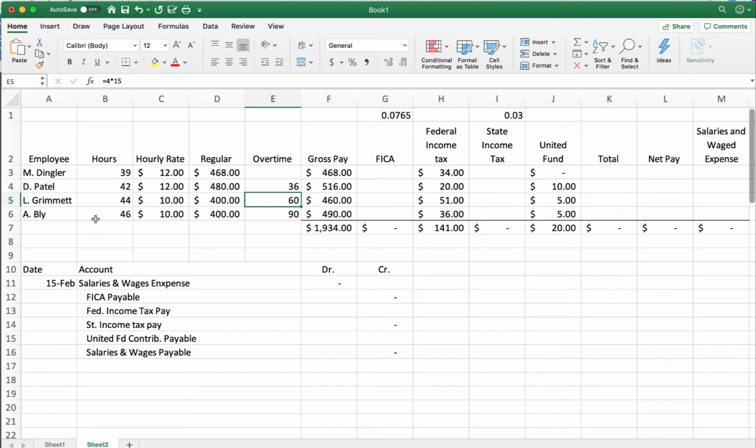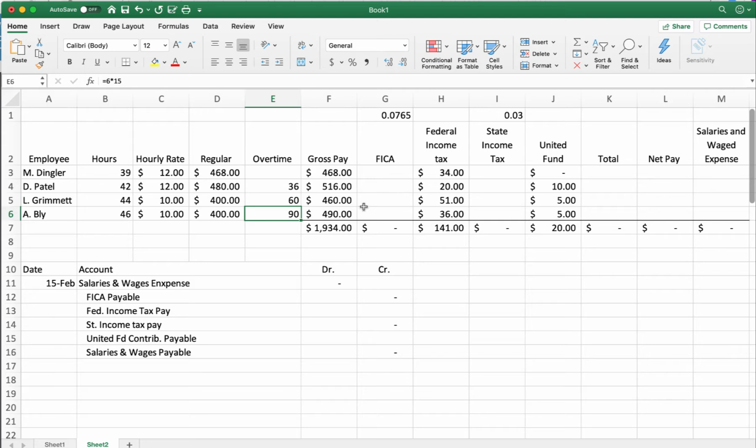Same thing with Bly. Did the same exact thing. 40 hours times $10. She got a regular pay of $400. Overtime, I took the 6 hours of overtime and I multiplied it by 15. Why did you do 15? Again, her hourly rate is $10. Half of that is 5. So the total hourly rate that she makes for overtime is 15 bucks.